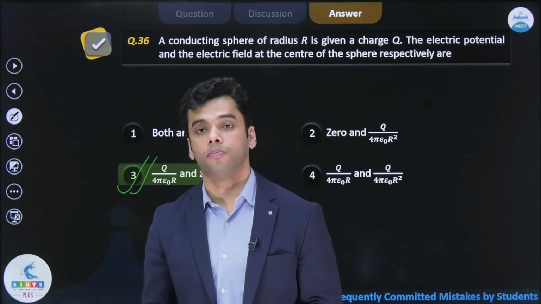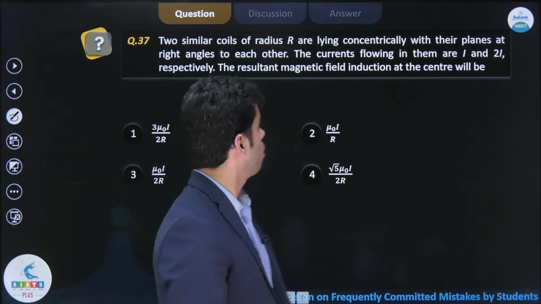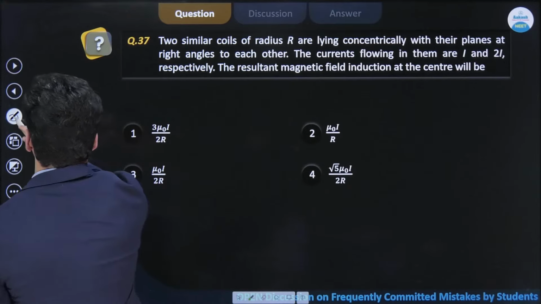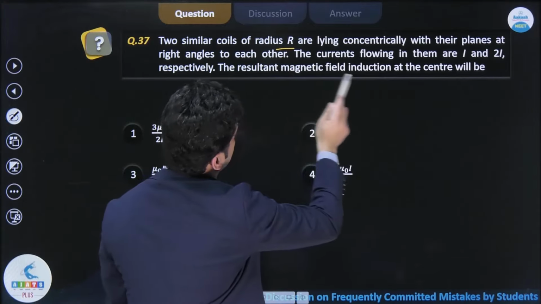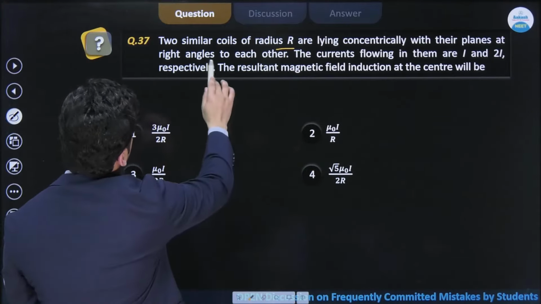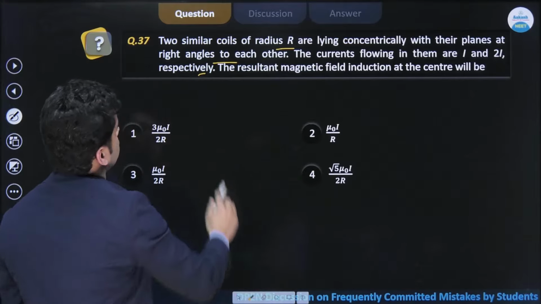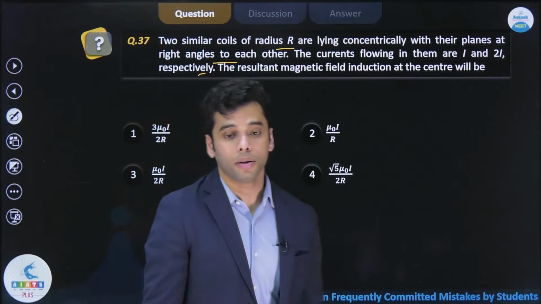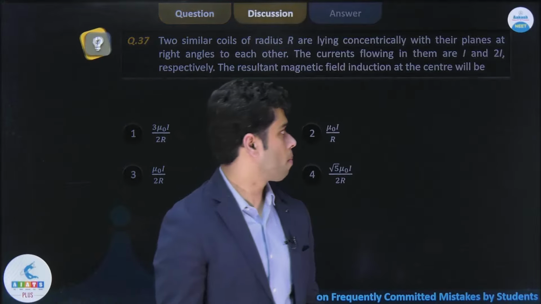Any doubt? Okay, I guess there is no doubt. Let's move forward. Question 37. It says that you have two similar coils of radius r lying concentrically with their planes at right angles to each other. The currents flowing in them are I and 2I respectively. The resultant magnetic field induction at the center will be. Okay. So you need to find the resultant magnetic field at the center.